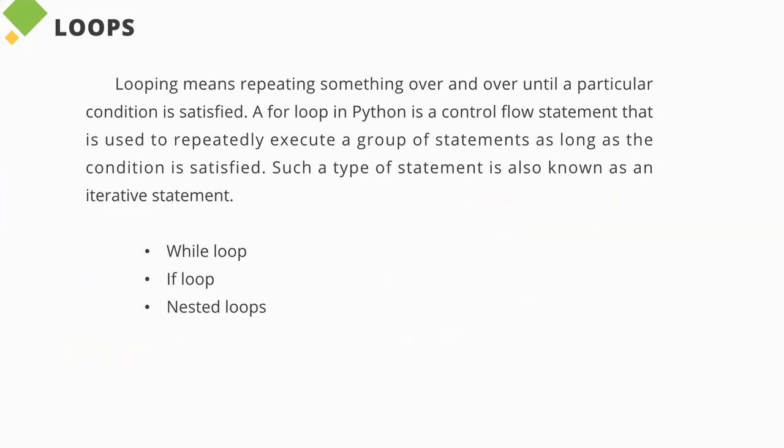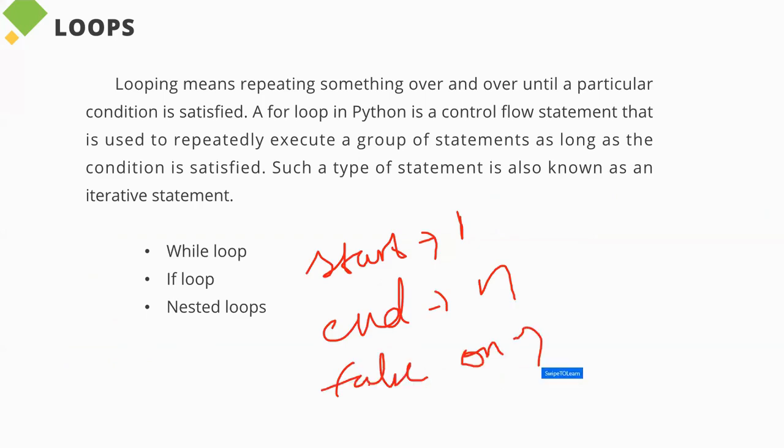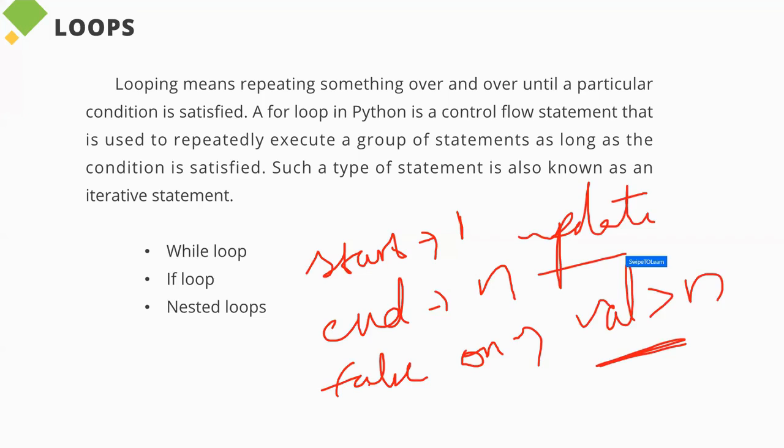For looping, first we need to find the start of the loop. We need to start at 1, and from 1 up to n I need to execute. When the condition is false, when the value exceeds n, suppose n students are done, then we stop the loop. For each one, we reduce the chocolates. So we will have the start, end, updation, and the condition to check. We'll be seeing different types of loops: while, for, nested loops. Let's see in detail.